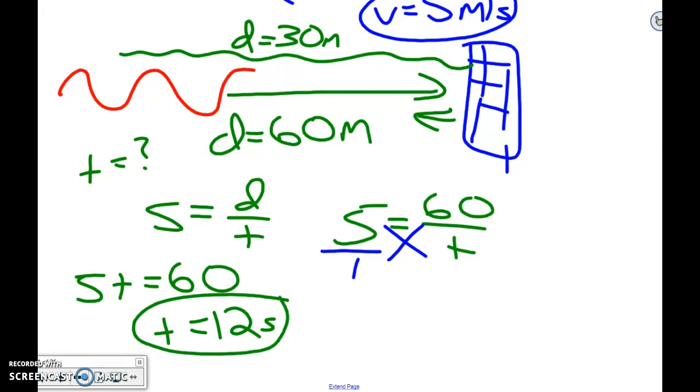So it would take 12 seconds, if you were right here, for the wave to go all the way down, hit the wall, and then come back to you. In science class, this is called an echo. The wave is echoing, leaving the source, hitting an obstacle, and then coming back. Whenever you have to find an echo, you need to essentially double the distance between you and the obstacle. So in this case, if the wall is 30 meters away, it would be 60 meters total for the entire trip of the wave.